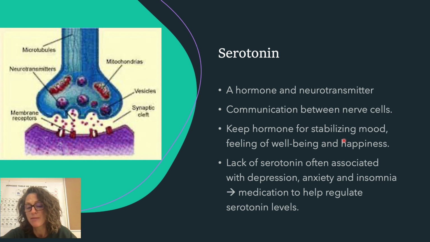So serotonin is a fantastic hormone. We want more of it. Lack of serotonin is often associated with depression, anxiety, and insomnia. So medication that treats depression and anxiety will often help regulate serotonin levels. And we see here we have a neuron which is releasing serotonin, and this is its target cell. And we'll talk again more about that in Unit 4.